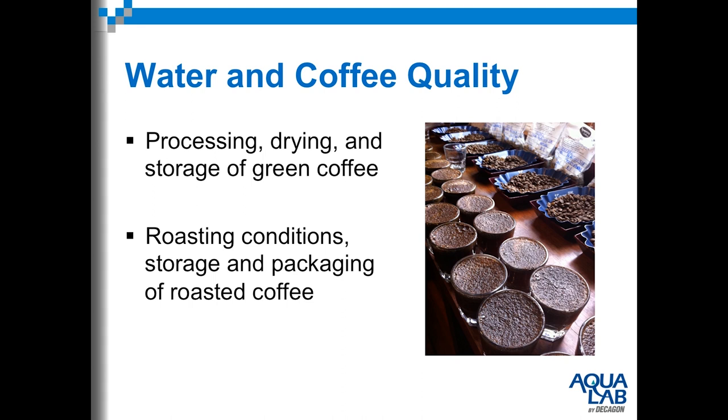So if we break this down and look at green coffee, in green coffee, water is going to be monitored during the processing of that. Also the drying of the beans, as well as during storage of the bulk green beans. So that can be in the warehouse, as well as transport of those beans to their final home. When roasting coffee, water becomes important in the roasting process itself, as well as storage of the roasted coffee and the type of packaging material that might be needed for optimal stability. So throughout the life of coffee, water is an important element that should be monitored.